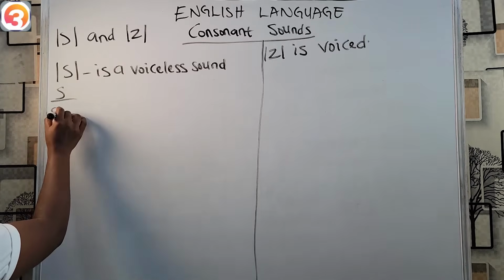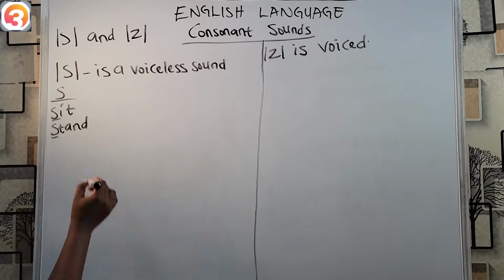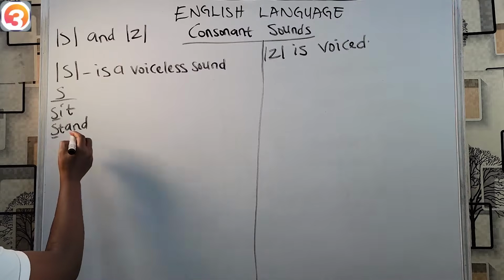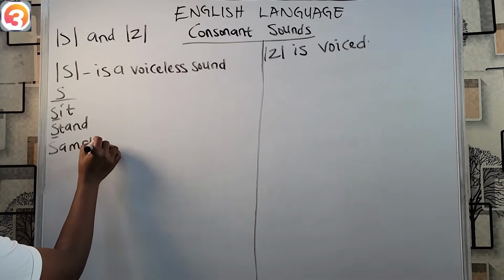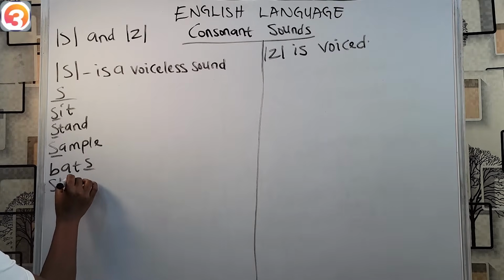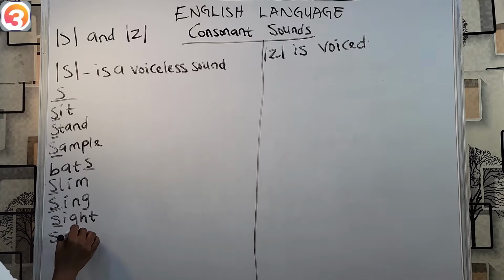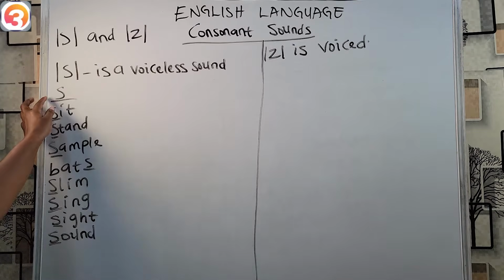We have words like sit, words like stand. Words containing letter S contain this consonant sound S. Other examples we have sample, bats, slim, sing, sight, sound. These are examples of words containing letter S and they carry this sound.